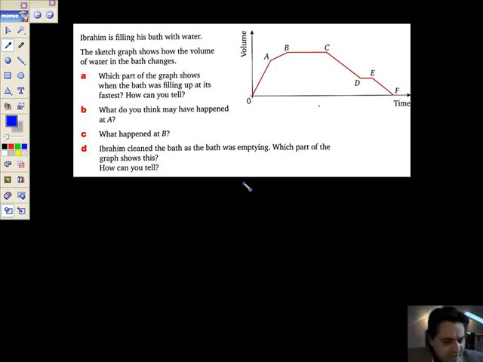Right, continuing section 13.1, we're looking at graphs in real life situations. This is question 6, a different type of graph. We've got a chap called Abraham. He's filling up his bath with water, presumably to take a bath. The sketch graph shows how the volume of water in the bath changes.